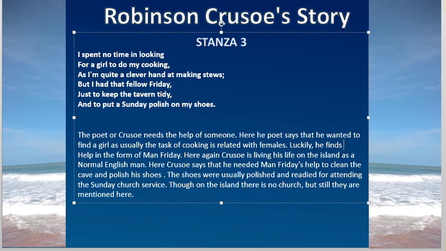Here again, Crusoe is living his life on the island as a normal Englishman. Here Crusoe says that he needed Man Friday's help to clean the cave and polish his shoes. The shoes were usually polished and readied for attending the Sunday church service. Though on the island there is no church, they are still mentioned here to make it seem normal, as in everyday English life.